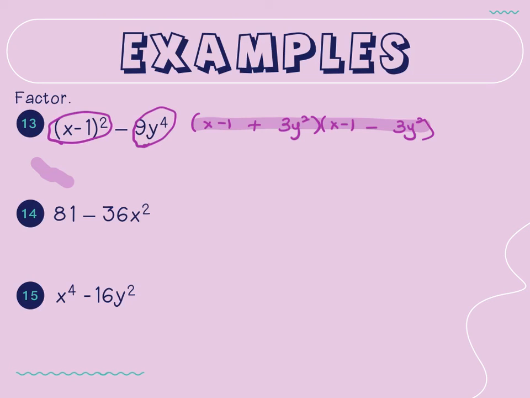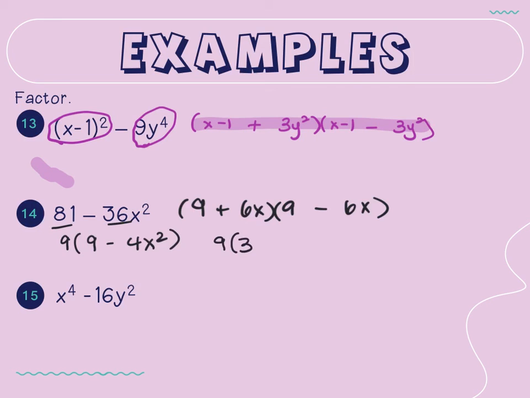Number 14, again, difference of two squares. This time, if you go from here, I'd get 9 and 9 and 6x and 6x. 1 gets a plus and 1 gets a minus. You can take something out of both of these. So that's why I would start doing it from the beginning, right? So both of these are divisible by what? 9. So if I take 9 out, I get 9 minus 4x squared. That's still the difference of two squares. So I'd get 9 and then 3, 2x, 2x. 1 gets a plus and 1 gets a minus.